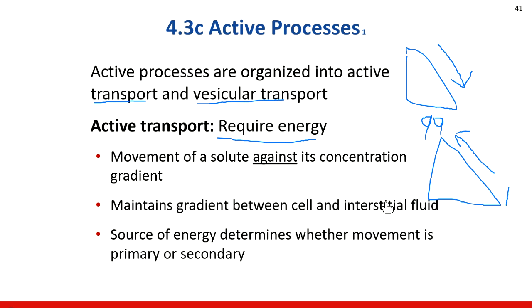When we talk about the energy source for these active processes, we'll have a primary energy source and a secondary energy source. More on that in a few moments. But since we're dealing with the plasma membrane of the cell, we're still going to be discussing that concentration gradient across the plasma membrane, so the interstitial fluid outside versus the cell inside. So keep in mind, against the concentration gradient, or up the concentration gradient.